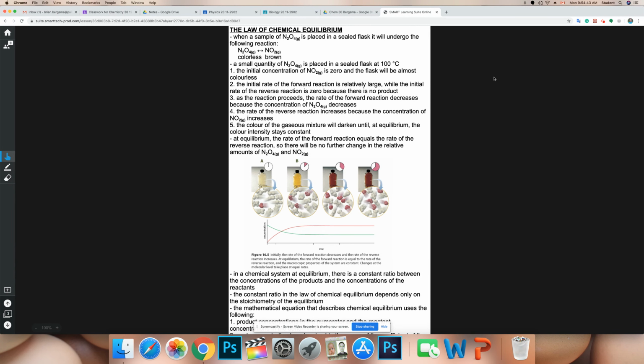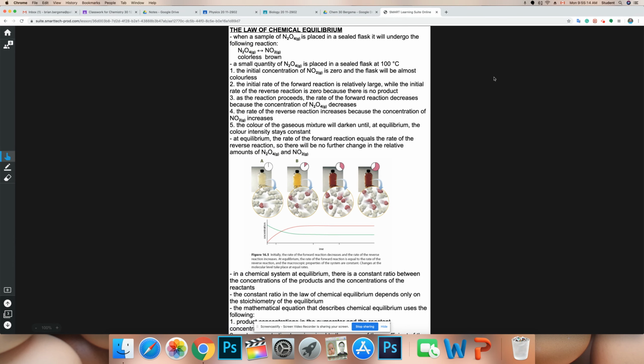So a small quantity of N2O4 is placed in a sealed flask at 100 degrees Celsius. The initial concentration of our nitrogen dioxide would be 0 because we're just putting the dinitrogen tetraoxide in the flask by itself. So the flask should be colorless. The initial rate of the forward reaction is relatively large, while the initial rate of the reverse reaction is 0 because there's no product. So there's no way to go in the reverse reaction.